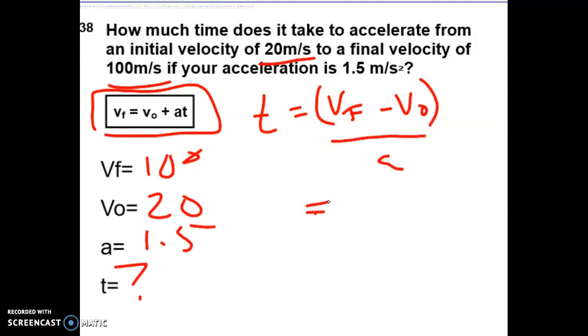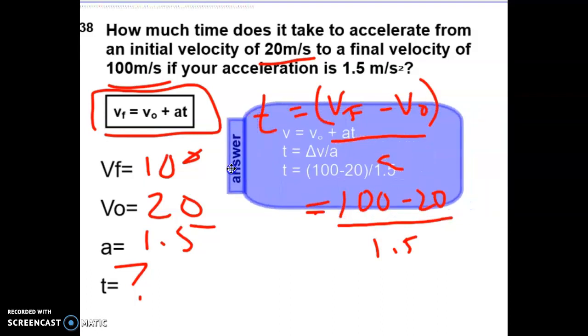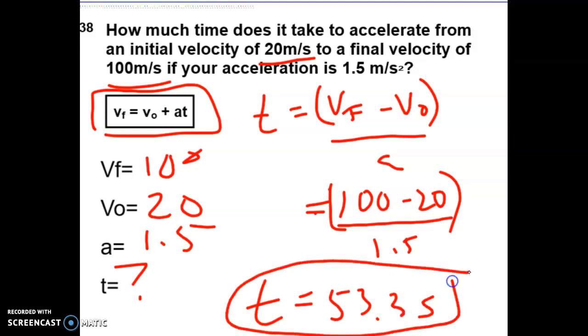So I'm going to go ahead and do this math right here. I'm going to say VF was 100 minus VO, which is 20, divided by 1.5. So this is 80 over 1.5. If I pull the tab and look at the time, oops, no, there's no answer on that one. So hold on, I want to pause and do the calculation. After doing 100 minus 20 divided by 1.5, making sure that you put these in parentheses up here, I get time is equal to 53.3 seconds. That's my calculation.